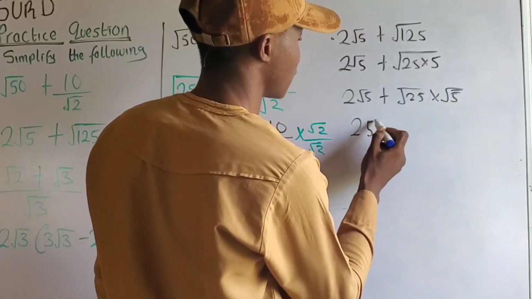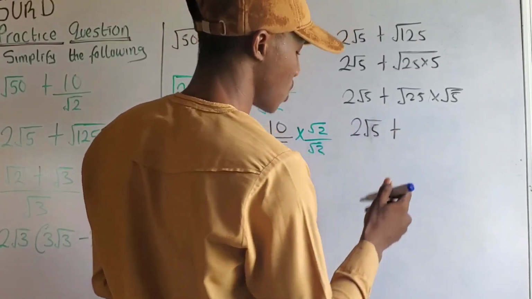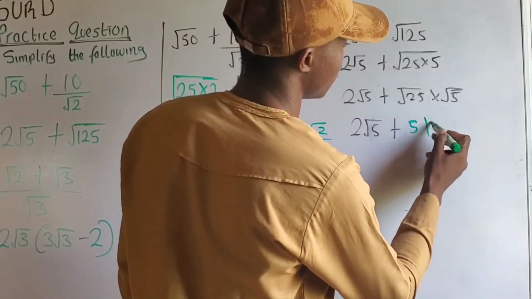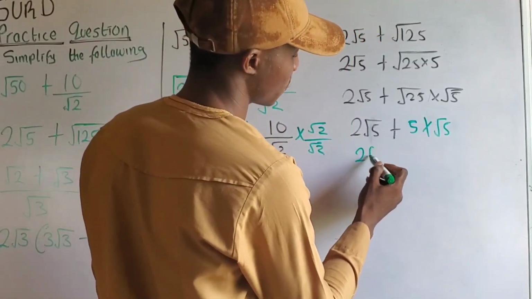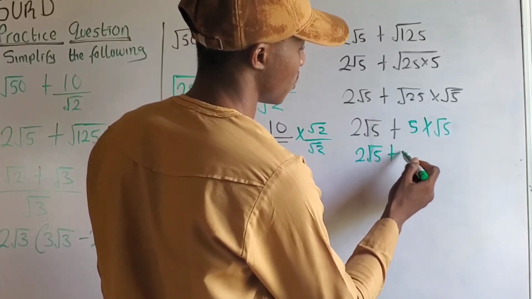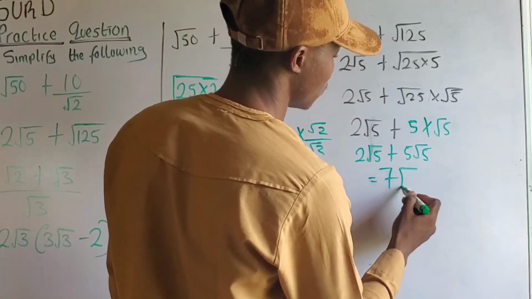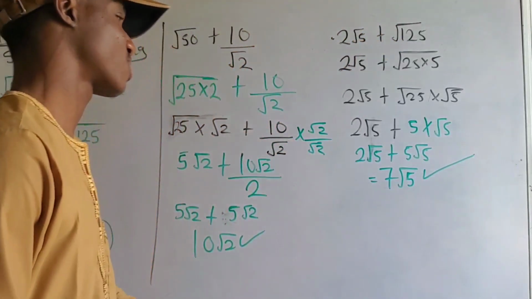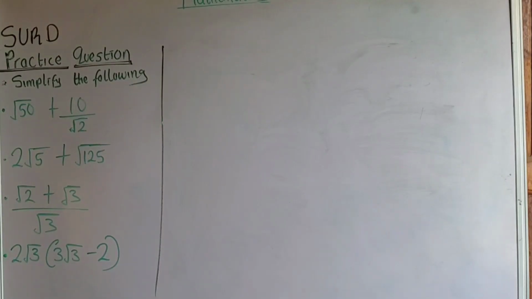2 root 5 plus square root of 25 is what? That is 5. So I'm going to have plus 5 times root 5. Okay? 2 root 5 plus 5 root 5. What's the answer? That's what? 7 root 5. That is the solution to that question. Do you understand? Okay, let's proceed to the next question.